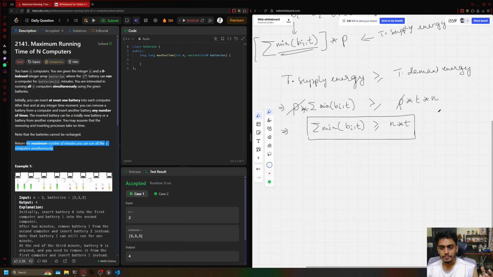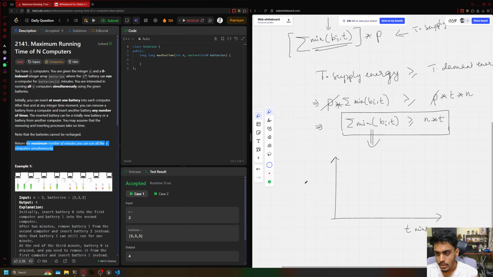Now if you look at this, it basically gives you an intuition. If I draw a plot where I say that if I want to run for t minutes, then the amount of energy, the total supply energy I can generate, so this curve will look something like this.